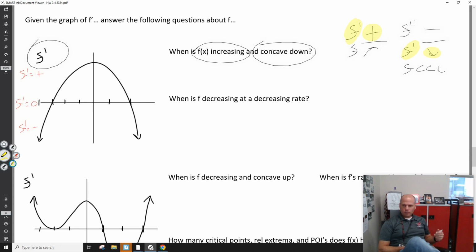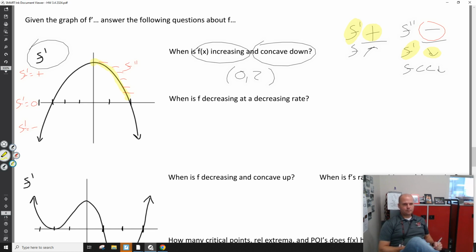Then F prime is going up, going down. Or you can look at the slopes of F prime being negative. When is F prime positive and going down? Here's when F prime is positive and going down. The answer is from 0 to 2. You could also say F prime is positive but having negative slopes. These are F double prime values. The slopes are negative.